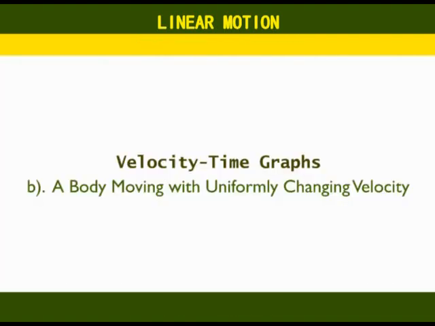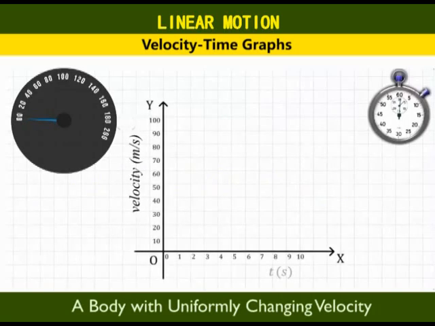Second case, a body moving with its velocity changing uniformly. This means that the velocity increases or decreases by equal magnitude over equal intervals of time. We say the body has uniform acceleration. The graph is an inclined straight line through the origin.